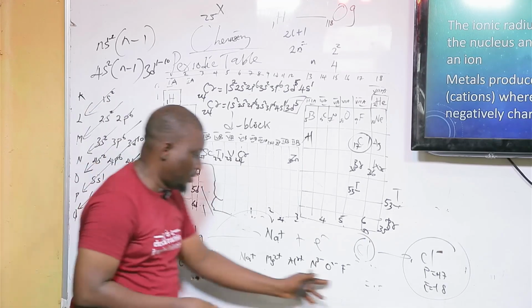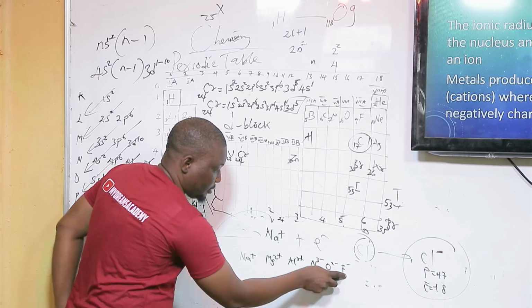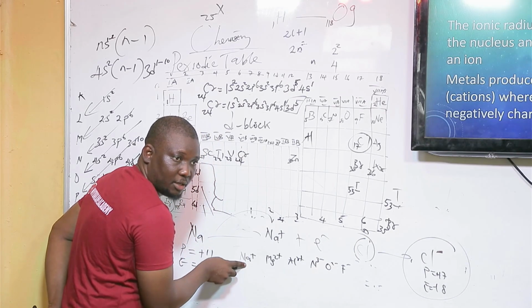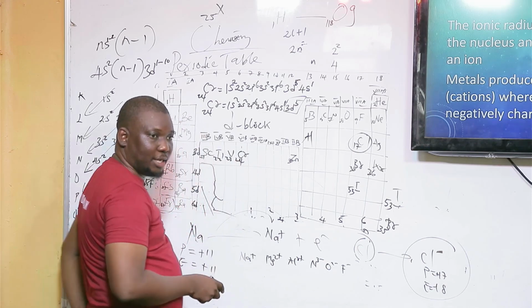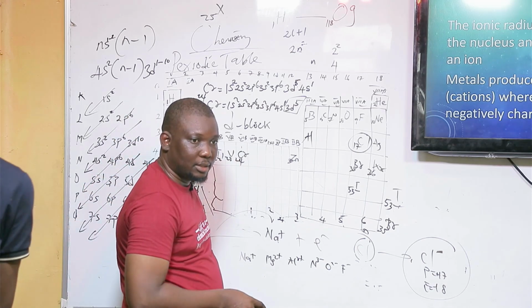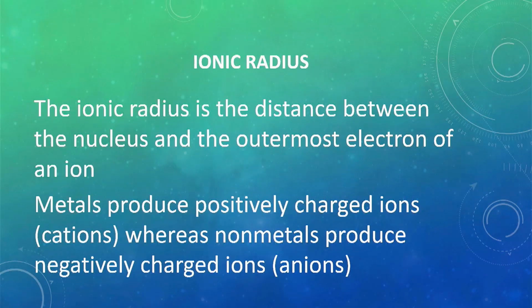You know the relationship here. All these species you see here are isoelectronic. Are you with me now? Isoelectronic. Do you know what I mean by isoelectronic? They all have the same number of electrons.